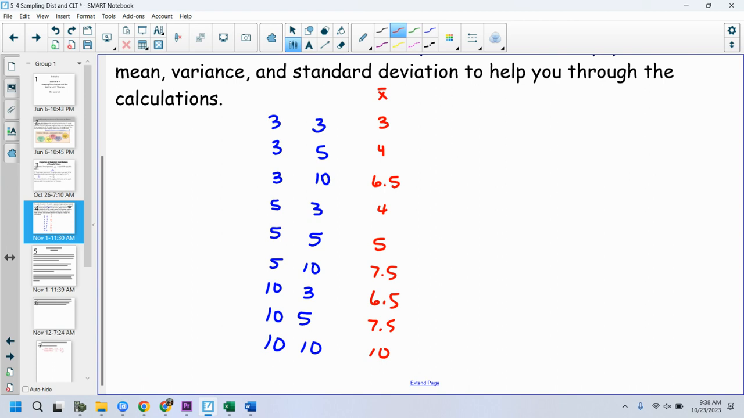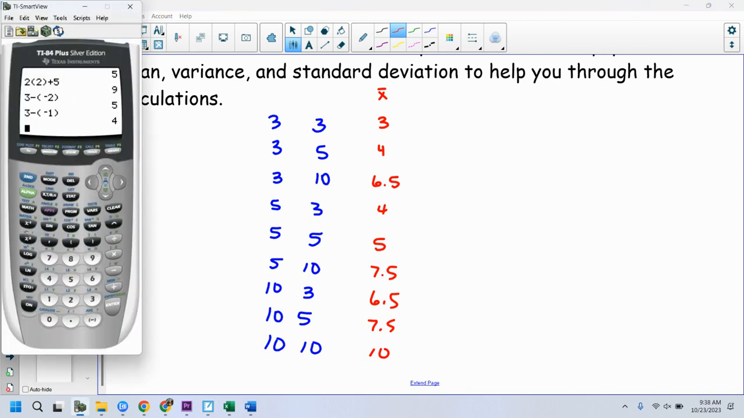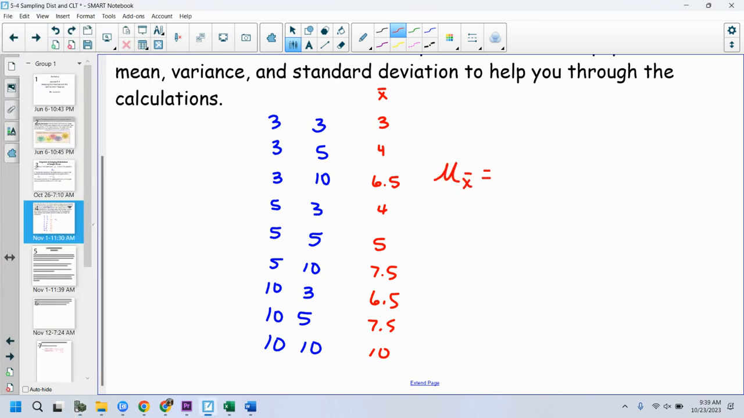If I wanted to average those, it should be equivalent to mu. I'm sorry, that's not mu x bar, that's just the x bars. So now let's average those up: 3, 4, 6.5, 4, 5, 7.5, 6.5, 7.5, and 10. And how many do I have? I got 1, 2, 3, 4, 5, 6, 7, 8, 9 total possibilities. Mu x bar turned out to be 6.